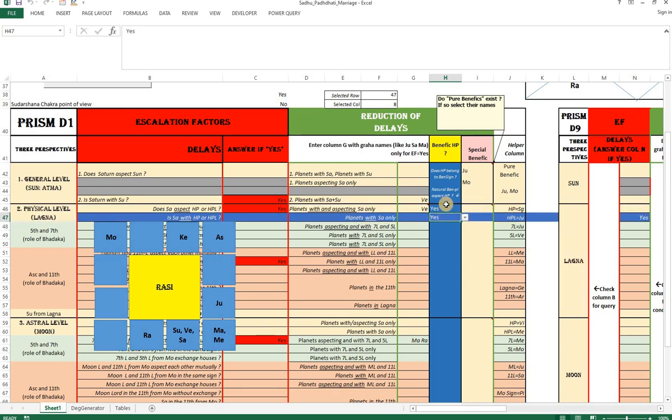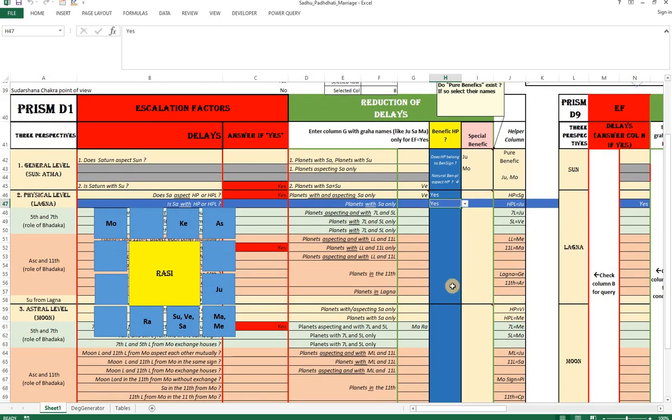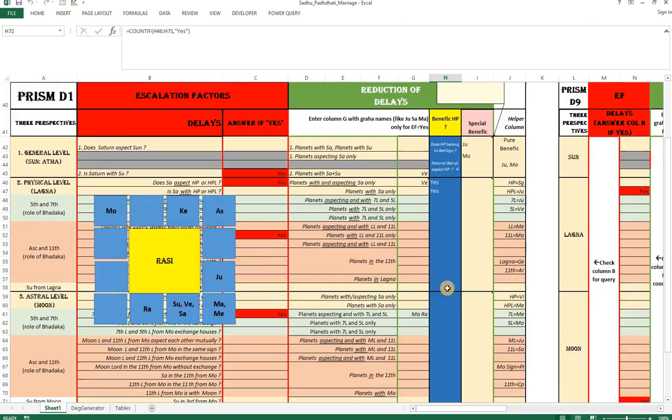And the other question is, does any natural benefic aspect the HP? In this case, HP is here. Is any planet aspecting it? Natural benefic planets aspecting, you see Jupiter aspecting Sagittarius. Therefore, choose a yes here. Otherwise, a no. If there is a no, you don't have to write anything there. It will count the number of yeses and put it up here.